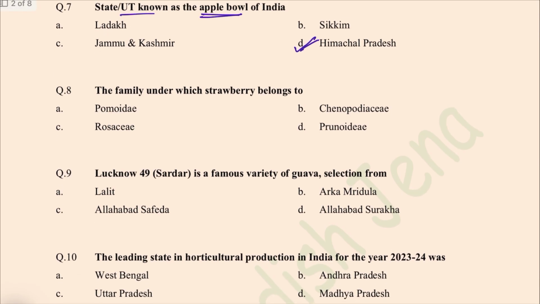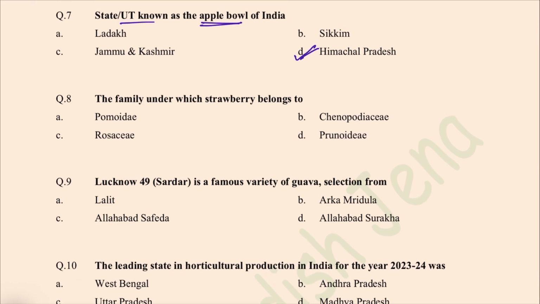Next question: strawberry belongs to which family? That is Rosaceae. Strawberry belongs to Rosaceae family or rose family. Strawberry is Fragaria ananassa. This economically important family includes many major temperate fruits like apple, pear, plum, peach. Okay, Rosaceae family, under which most of the temperate fruits like apple, pear, plum, peach, then almond all belong to Rosaceae family.